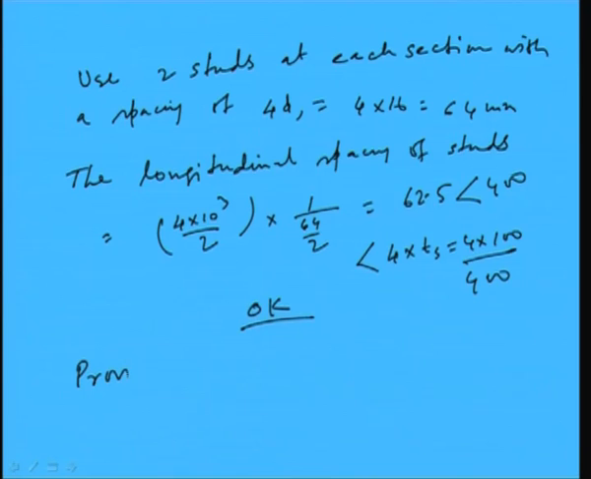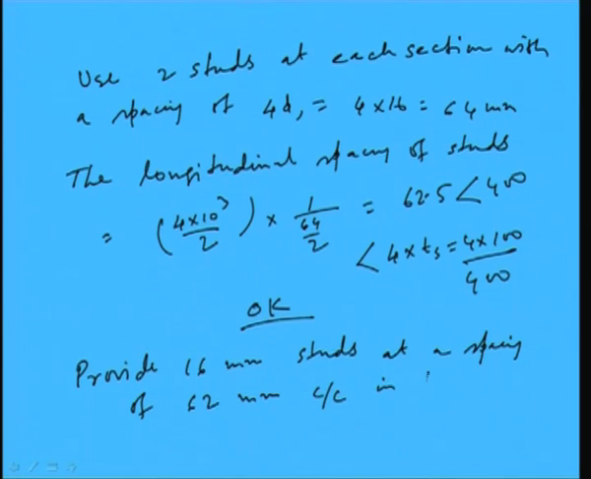So, we can say that provide 16 mm studs at a spacing of 62 mm center to center in 2 rows. In this way we can find out the values. A typical example I have gone through, in which we can find out a suitable composite section, and then how to find out the number of studs or shear connectors for that particular case. I hope this example will be helpful for designing composite sections for other cases.